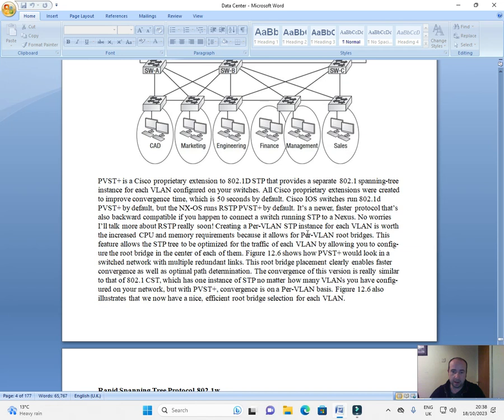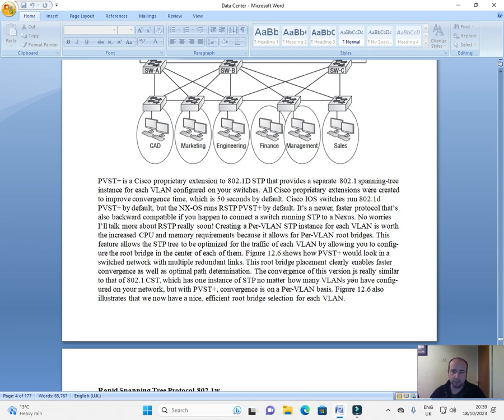Creating a Per-VLAN STP instance for each VLAN is worth the increased CPU and memory requirements because it allows for per-VLAN root bridges. This feature allows the STP tree to be optimized for the traffic of each VLAN by allowing you to configure the root bridge in the center of each of them. Figure 12.6 shows how PVST would look in a switched network with multiple redundant links. This root bridge placement clearly enables faster convergence as well as optimal path determination.